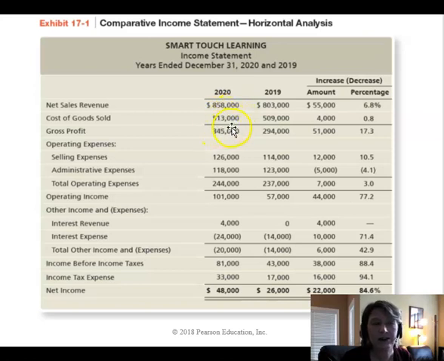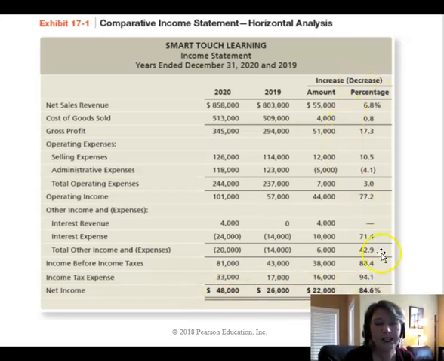Cost of goods sold is 513,000. So these are big numbers. So when I come over here and I say my selling expense did go up by 10%, yeah, but we were only talking about going from 114 to 126. So that didn't make that big of an impact. So when I come down here, my net income, which is a real important number, actually increased by 84.6%.